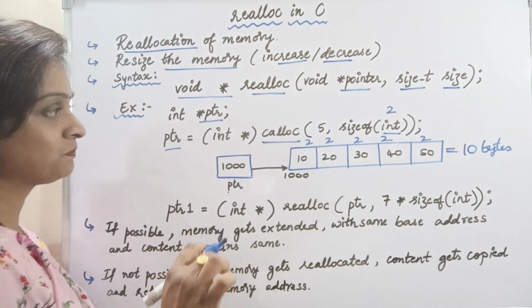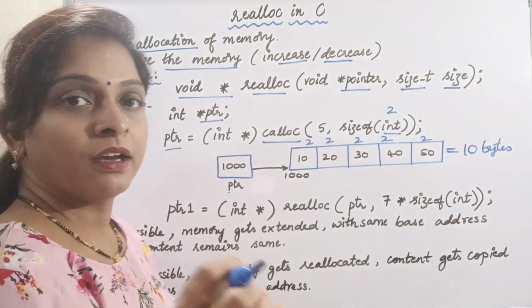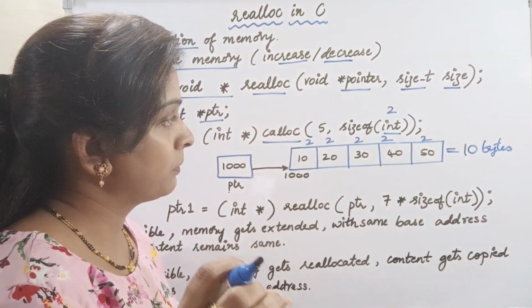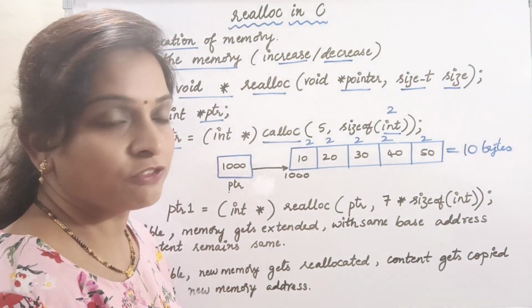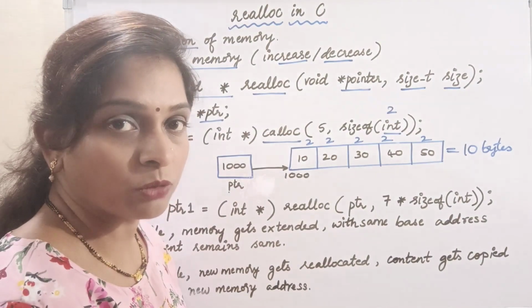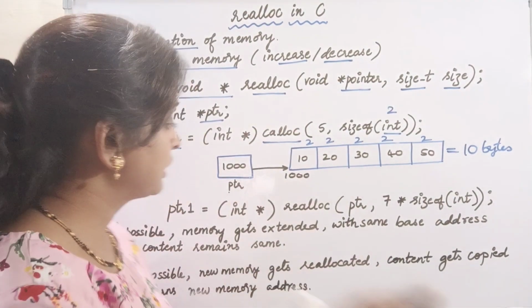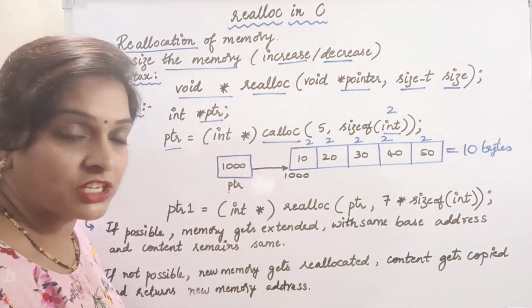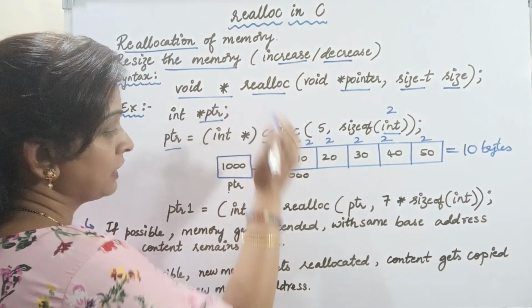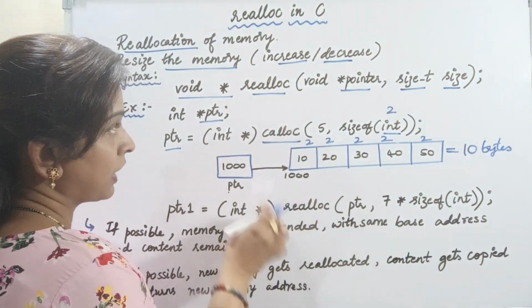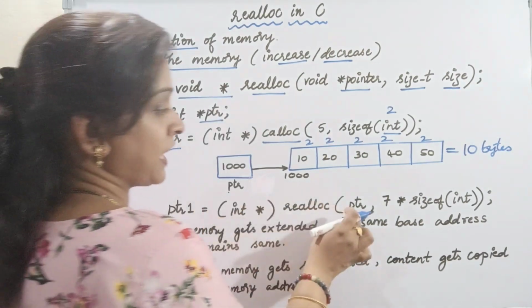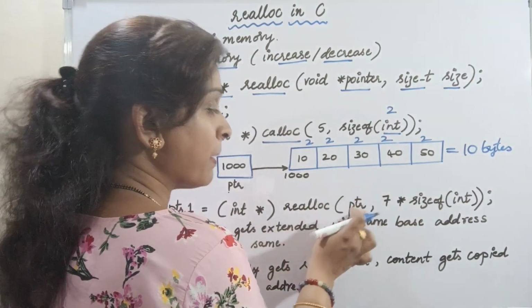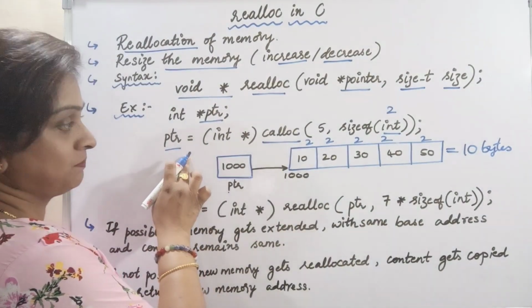Now what I'll do: these 5 elements that I am going to store, the memory is not sufficient for me. 10 bytes of memory is not sufficient for me. I want to store a few more elements. And what I'll do? I'll reallocate. So how to use that? Realloc. As it is going to return a generic pointer, I need to typecast that. Then realloc the memory allocated by PTR.